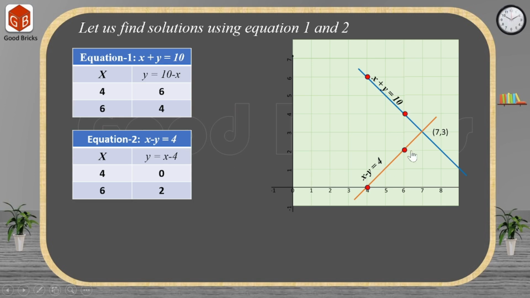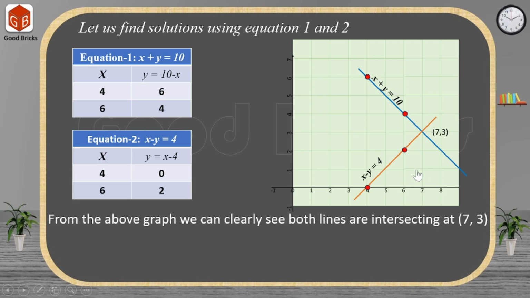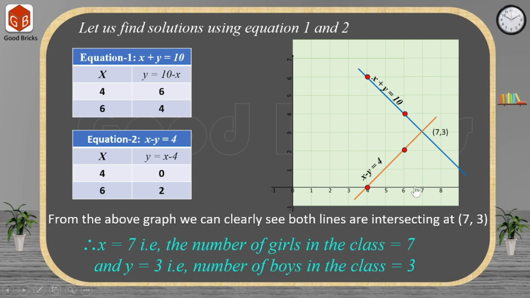Now these two lines are intersecting at this point. So what is this point? 7 and 3. These are the coordinates. So the x-axis is showing 7, which means this is the x value. It means we assumed x is nothing but the number of girls. So from this graph we can say that the number of girls is equal to 7 because it is the value of x, and the number of boys is equal to 3 because it is the value of the y coordinate.